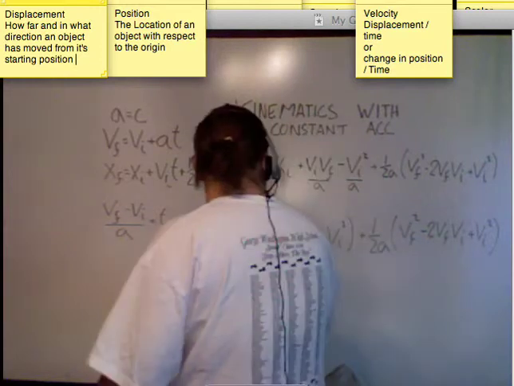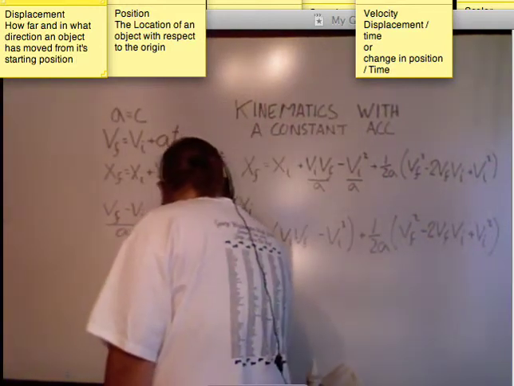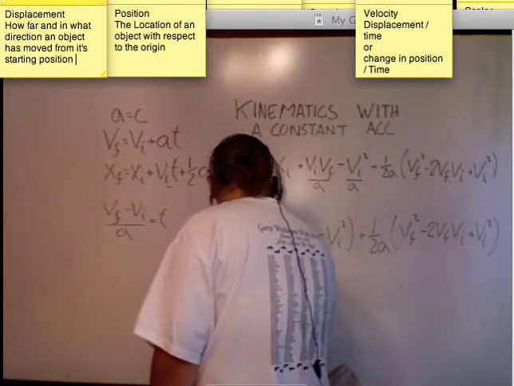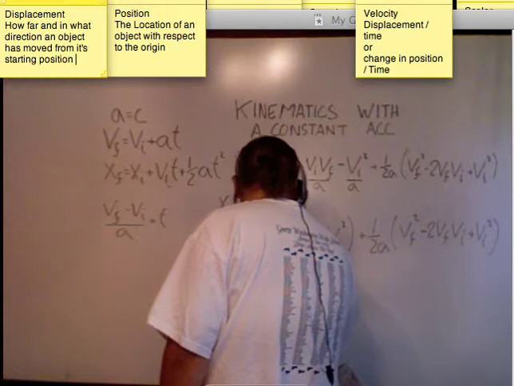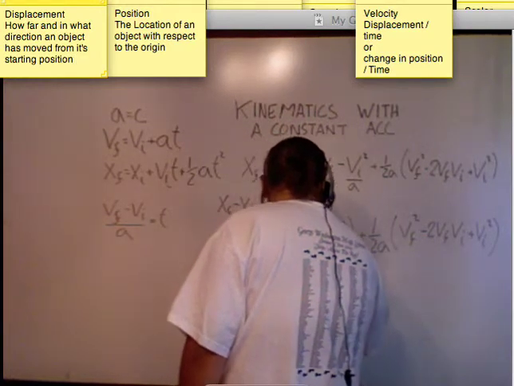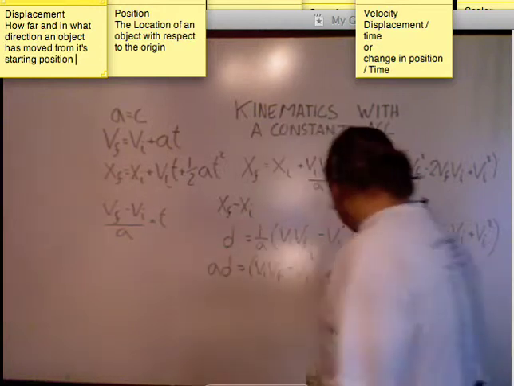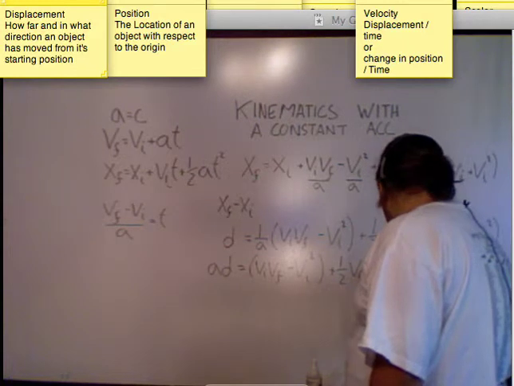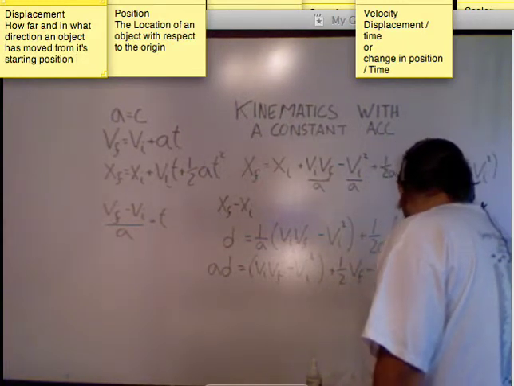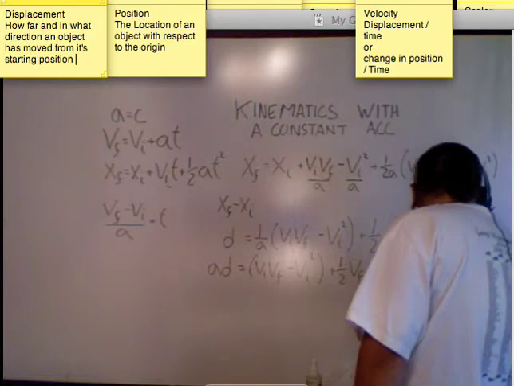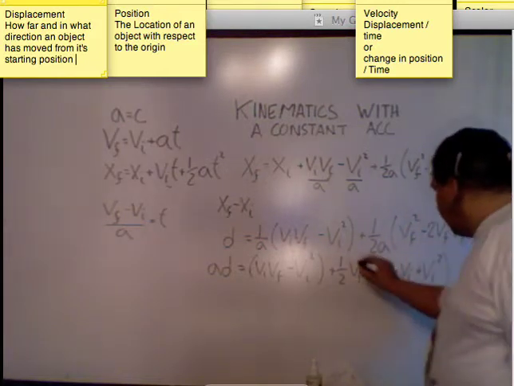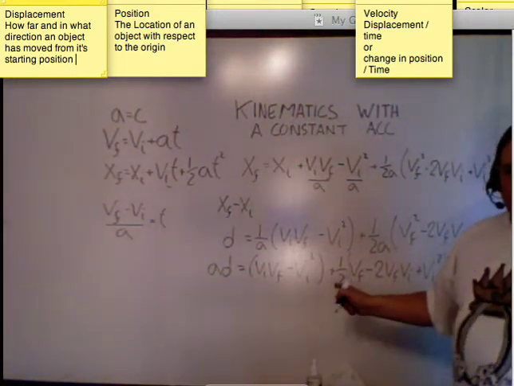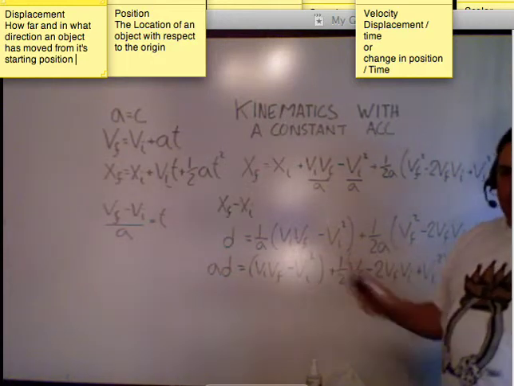That'll start making things look a little smoother. So boom, boom, moving the A over to the other side, I get acceleration times displacement is equal to v initial times v final minus v initial squared plus 1/2 v final squared minus 2 v final v initial plus v initial squared. Okay? I hate this 1/2, so I'm going to get rid of it. What I'm going to do is multiply everything by 2.